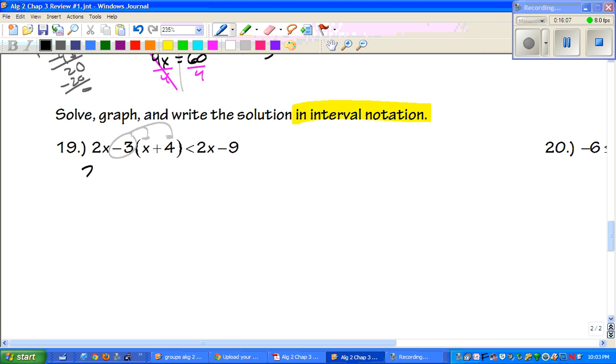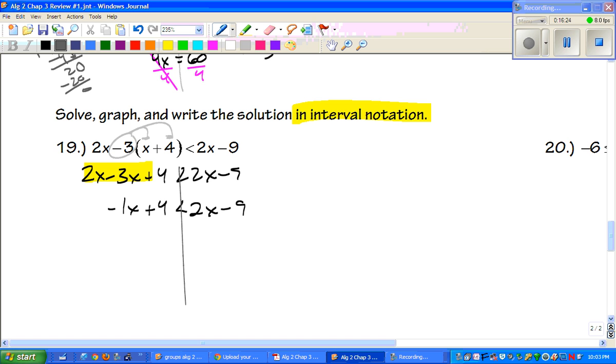Before we solve, we need to distribute. Combine your like terms. You're going to get negative 1x plus 4 is less than 2x minus 9. I want to get my x's on one side, so I'm going to subtract 2x because I want them on the left. Negative 3x plus 4 is less than negative 9.